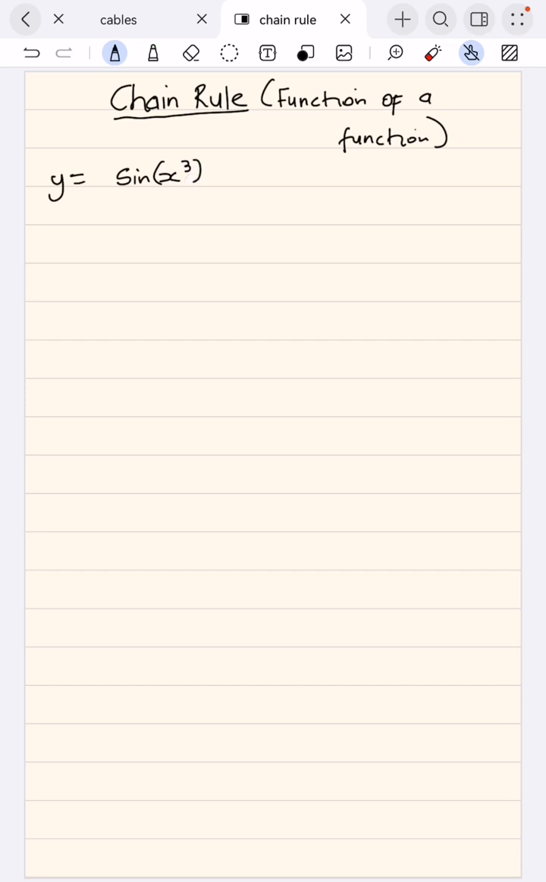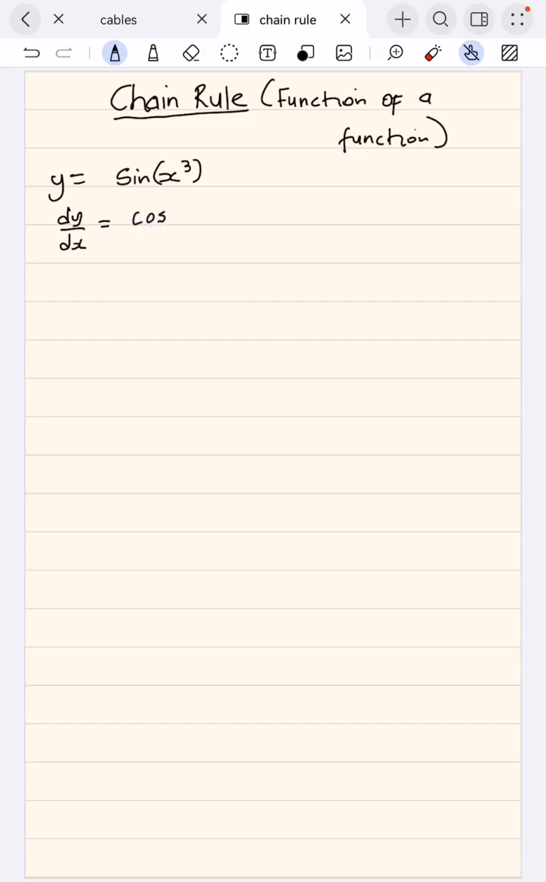So what you do first, you must identify which one comes first. Does the x cube come first or the sine come first? Since x cube is inside, the sine comes first, so we call it the main function. When you differentiate, you start with the main function. What is the differentiation of sine? We remember the rules from the formula sheet. The differentiation of sine is cos.